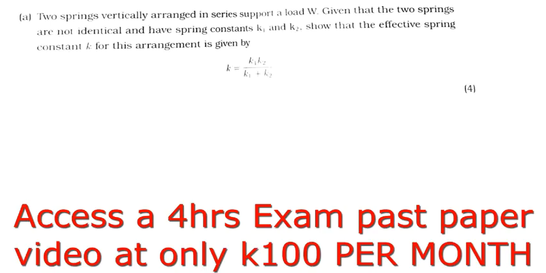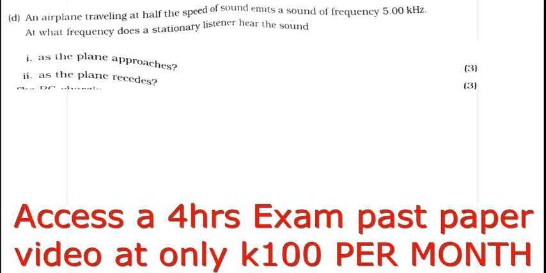Two springs vertically arranged. Let's come up with a free body diagram. Vertically arranged in series. So these springs, they are together. The first one is there. Now we add another one, and there is a load. So I'm going to call this K1, this K2. What else do we know?